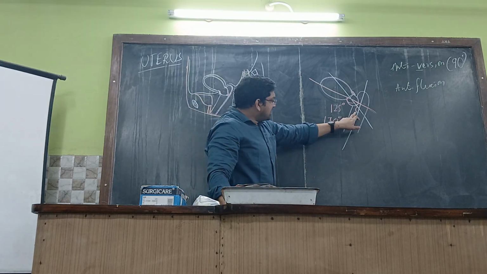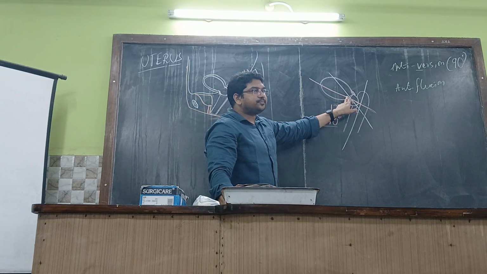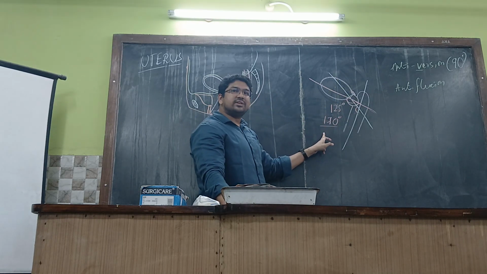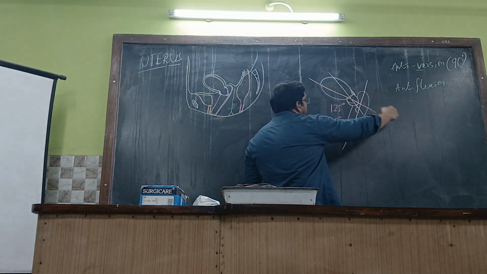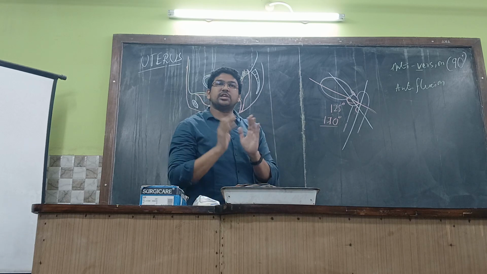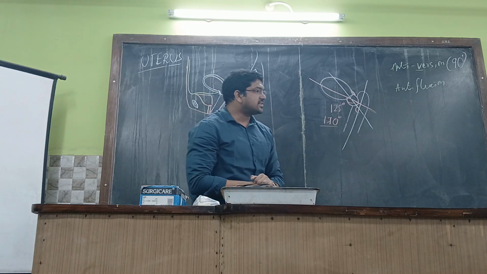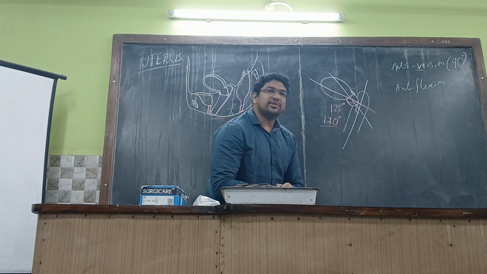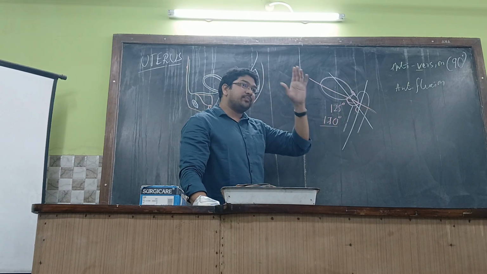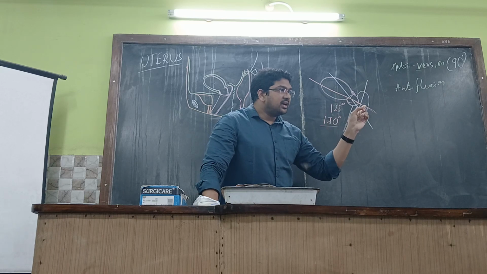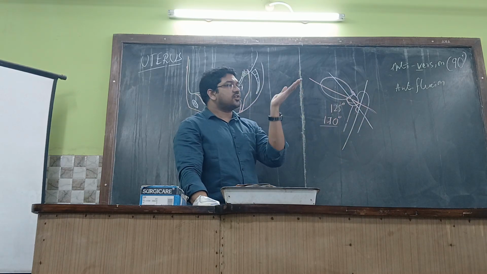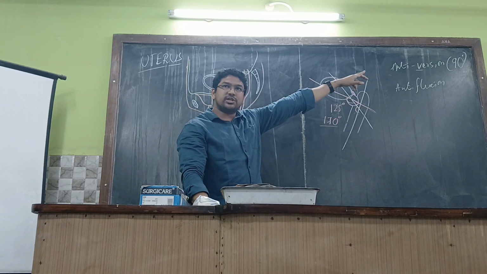Okay, so this is like a right angle, and this is like which angle? Right? Obtuse angle. Okay, 145 degrees or 170 degrees in between the long axis of the uterus and the long axis of the cervix. So anti-flexion means in between which and which? Anti-flexion means the angle between the long axis of the uterus and the cervix. Long axis of the uterus with the long axis of the cervix is nothing but the anti-flexion.